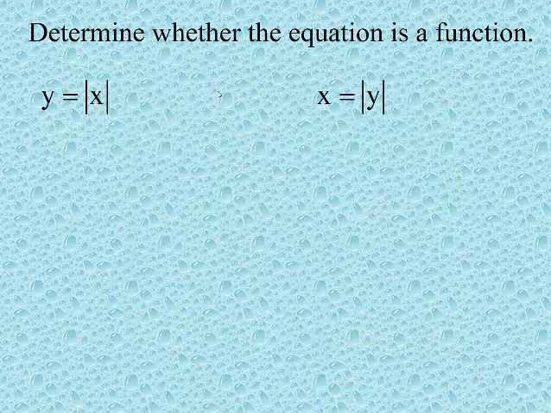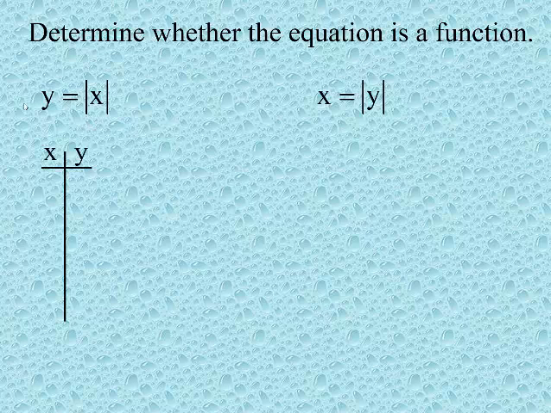All right, let's look at these absolute value things. All right, y is equal to the absolute value of x, and x is equal to the absolute value of y. Determine if these are functions. Well, look over here, setting up your x, y values, -2, -1, 0, 1, and 2. Does each of these x values map to only one y value?